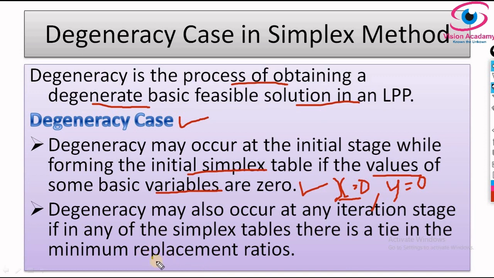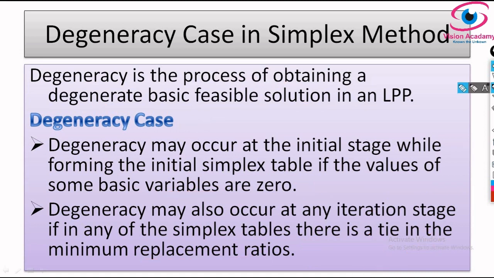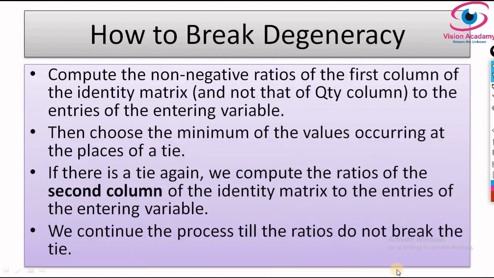We do have one more type of problem in case of degeneracy. Another case of degeneracy is a tie in the replacement ratio. For example, if we have two constraints and in both constraints we have the same value, maybe 2 and 2, then we are in confusion to select the outgoing variable. In this case we are not going to select arbitrarily; we have some treatment. So let us understand the steps to break this degeneracy type of problem.